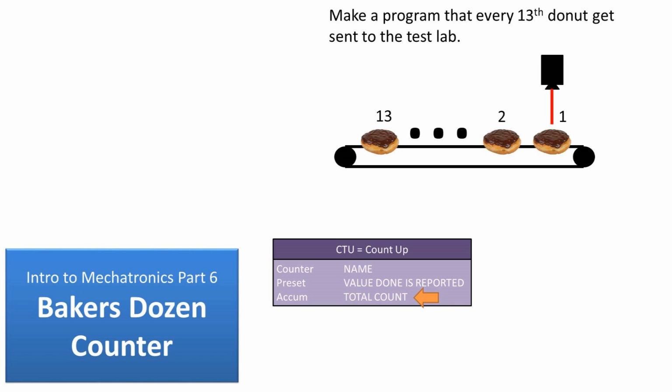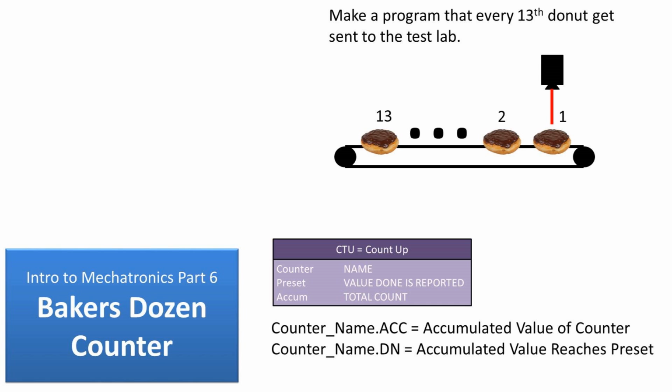For your reference, we can use the counter name and a .acc for referencing the accumulated value of the counter, and the counter name with a .dn for indicating when the counter has reached its preset value. We will also be using a res function which resets the accumulated value and the counter.done bit.